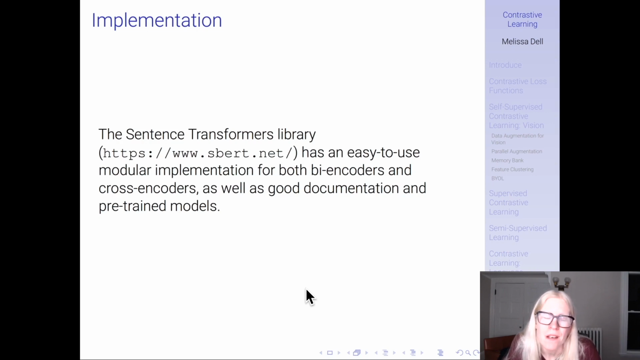It's a really easy to use, optimized code base with lots of different options to mix and match different language models and different loss objectives. And so I would very highly recommend it if you're interested in working in the NLP space.